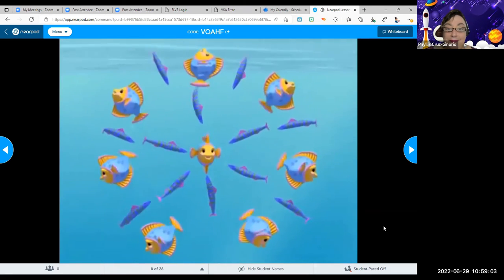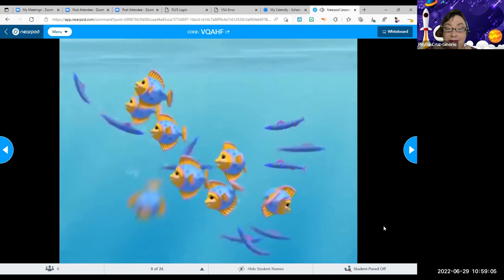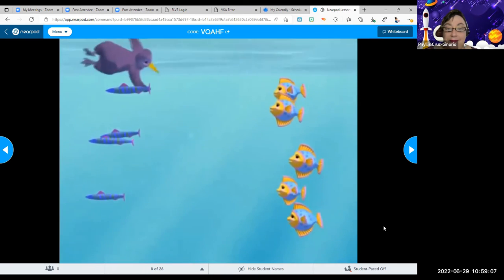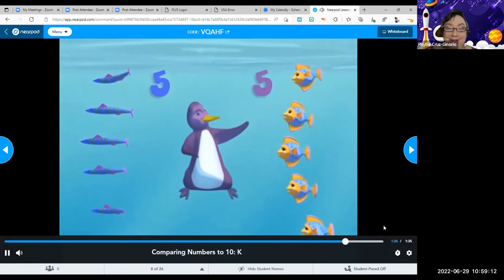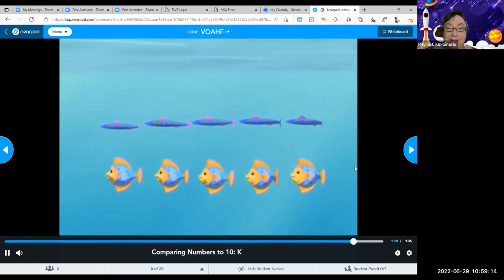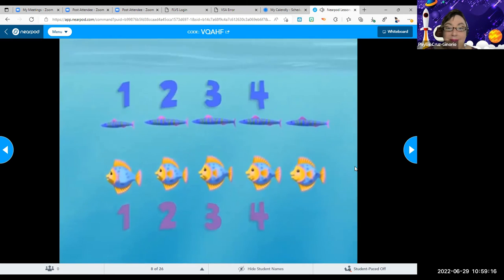Beneath the waves, fish are swimming all around. A school of round ones, a school of skinny ones. This group has 5, so does that group over there. So we say they're equal, they're the same.